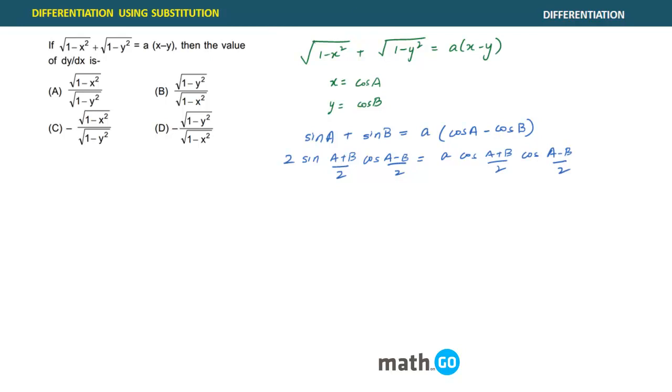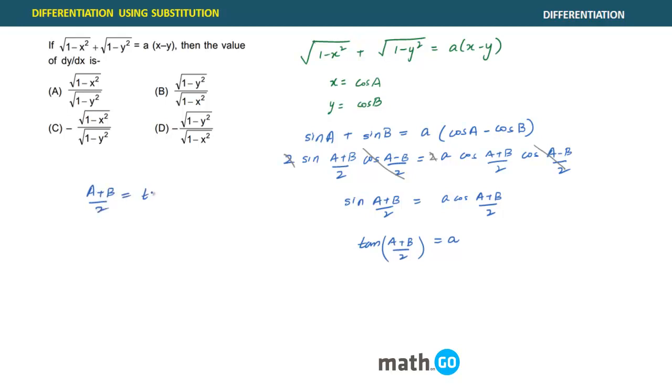Okay, and if you see, we can immediately cancel the term cos of (a minus b) by 2 from here, on both sides. And also we can cancel the 2. So what eventually we are going to get in this particular question would be sine of (a plus b) by 2 is equal to a times cos of (a plus b) by 2. And if I move this cos over here, this will become tan of (a plus b) by 2 is equal to a.